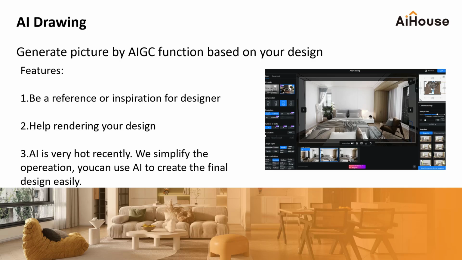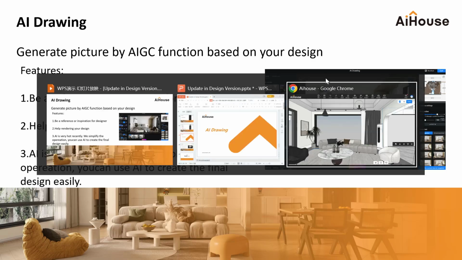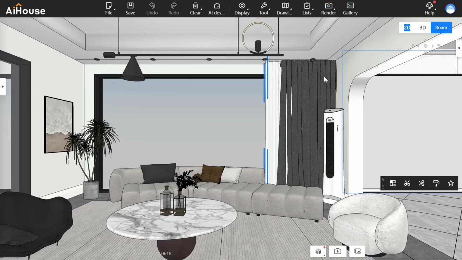So in AI House, we simplify the operation. Then you can use AI to create the final designs easily. So it's time to get into our AI House. In this project, you can see that we already set some furniture inside. So now I'm going to use AI to design this living room further.